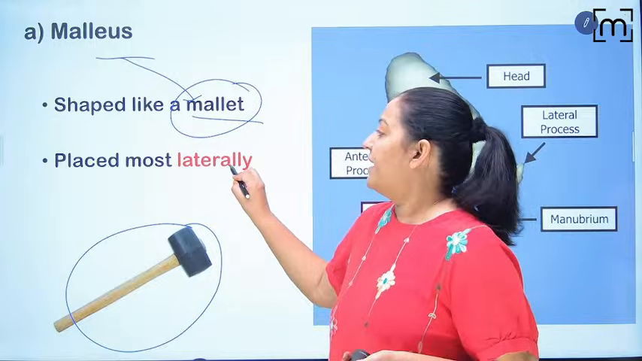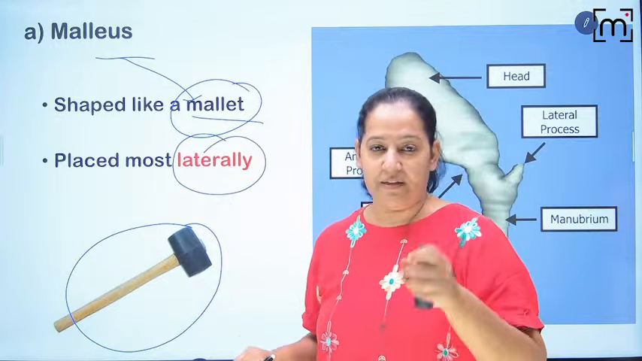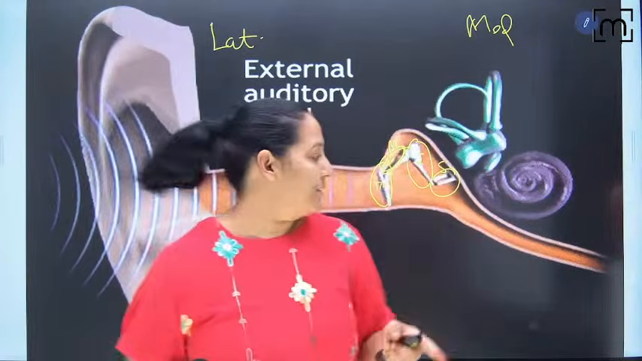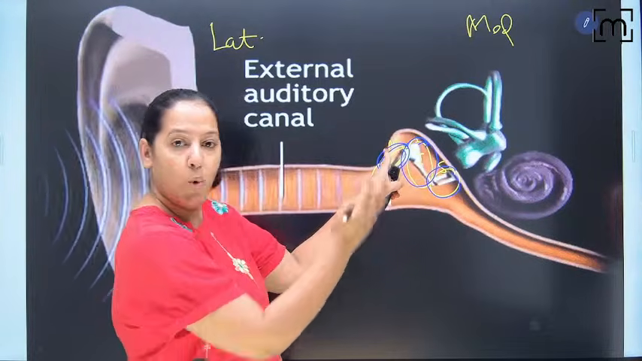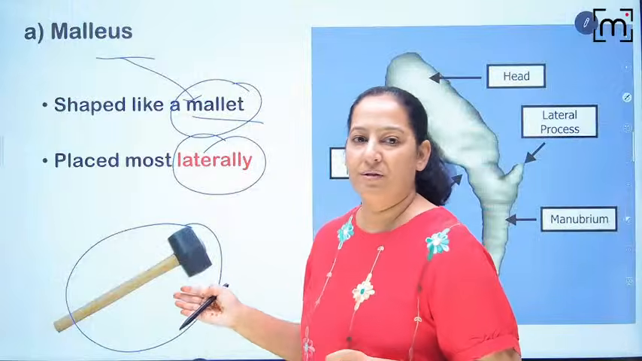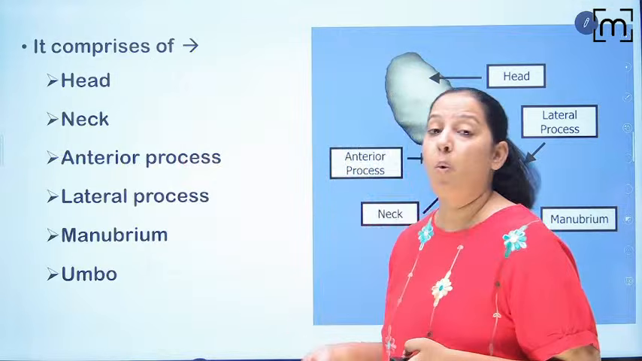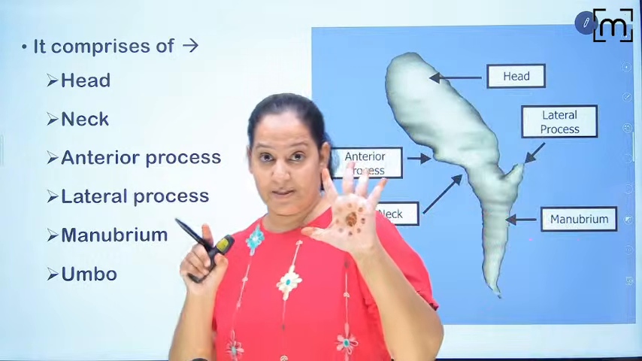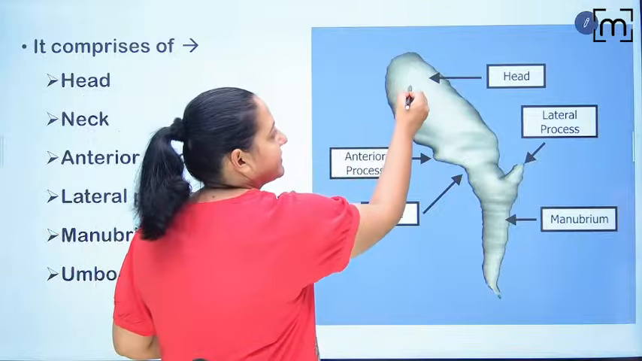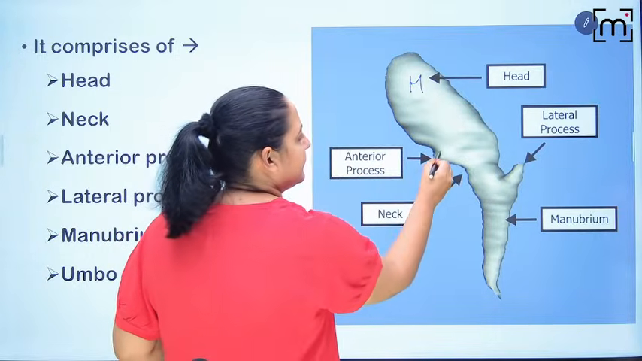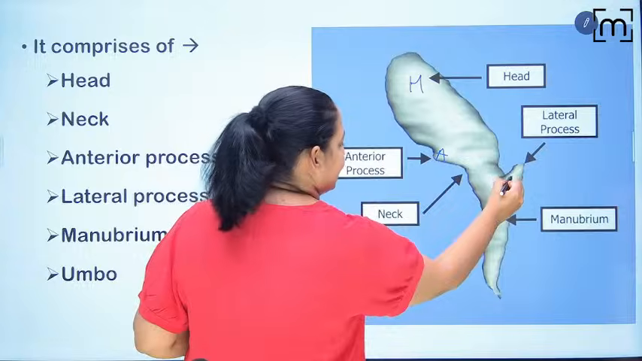And it is the most lateral bone among the three. We have already seen here. This is Malleus, this is Incus, this is Stapes. So it is the most lateral. Now what does it comprise of? It comprises six portions. You can appreciate all six portions over here. This is known as the head of Malleus. This is the head. This is the anterior process. This is the lateral process.